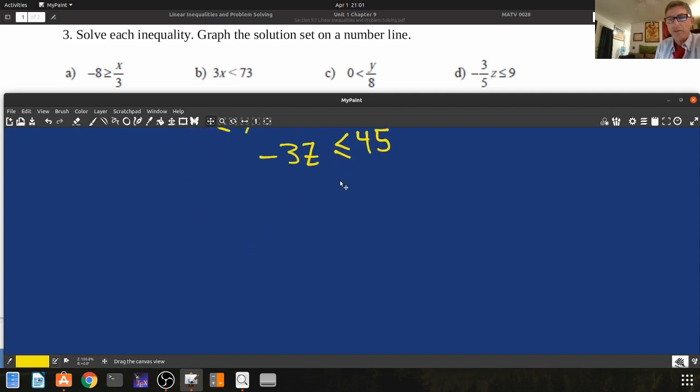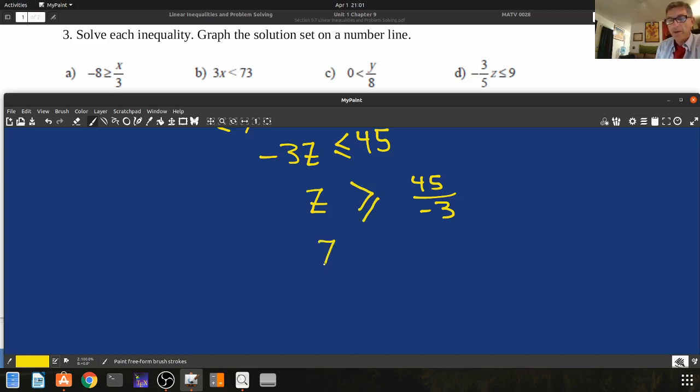So now what I want to do is divide both sides by minus 3, because I want a positive z here. So let's go ahead and divide both sides by a minus 3. When I divide minus 3z by minus 3, I get z. And then I'm going to divide 45 by minus 3. And I'm just going to leave it in that form for right now. And I can't just copy down the inequality. I just divided by a negative, so I have to change it.